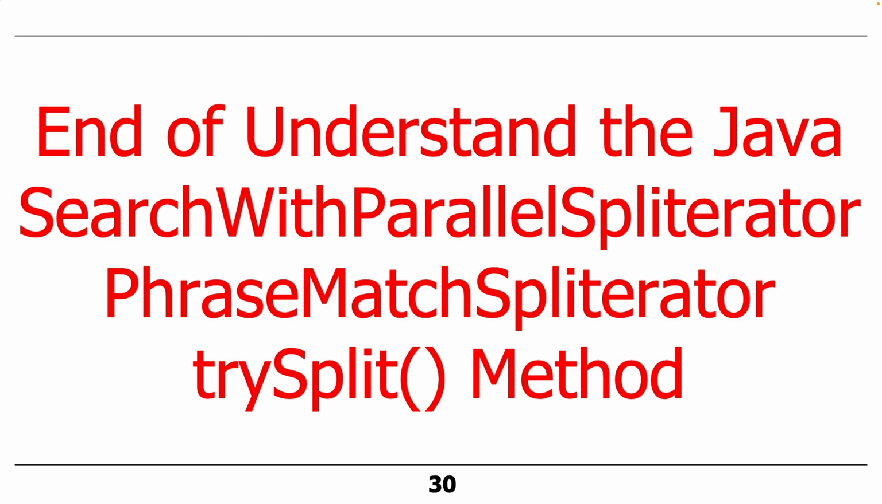So that's the end of the overview of the trySplit method. I think you'll agree it's very subtle and tricky, but it's a really great example of using splitterators to good effect to get more parallelism in the program.